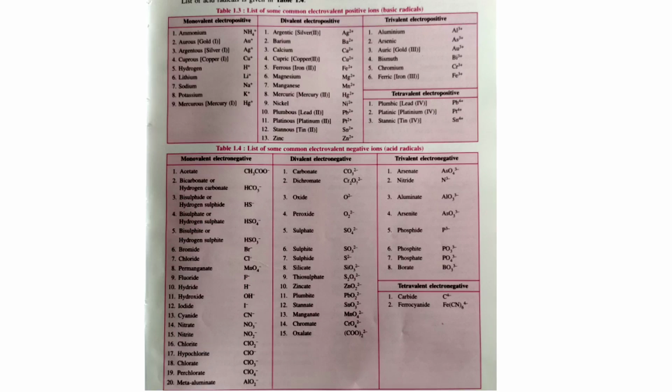So dear students, on page number 5 of your chemistry textbook, you have a list of positive ions or the basic radicals, and of the negative ions, that is the acid radicals. You must memorize them along with the valency in order to learn how to write the names of the compounds. So in our next session, we shall learn how to name certain compounds or how to write down the formulas of a given compound.